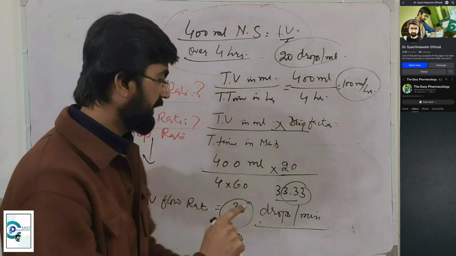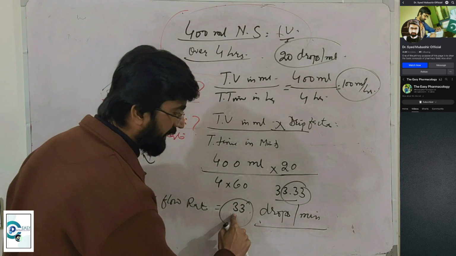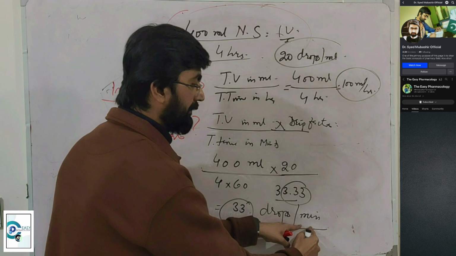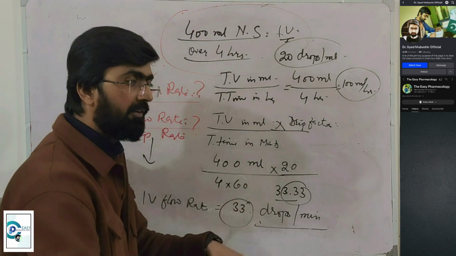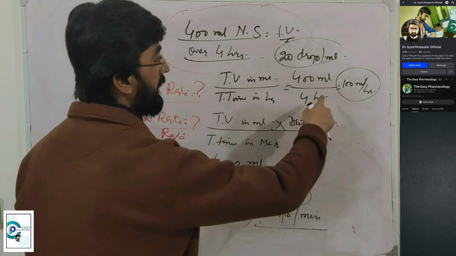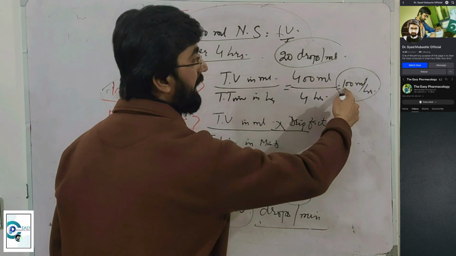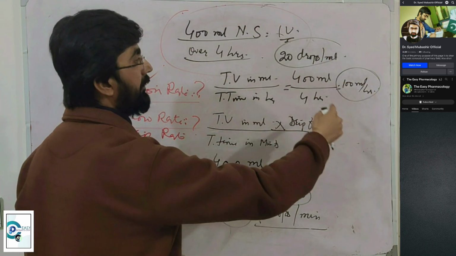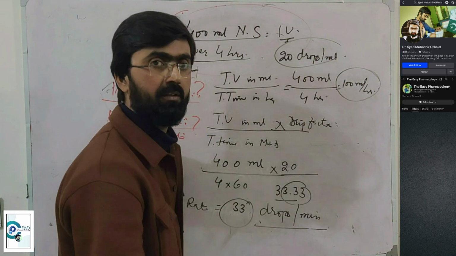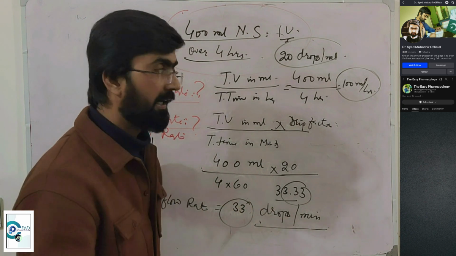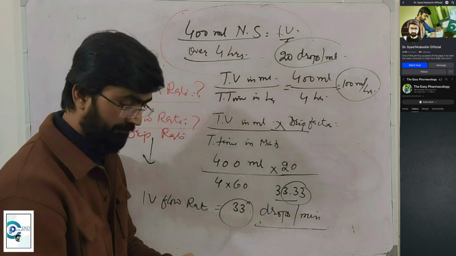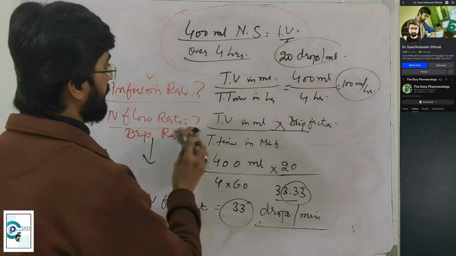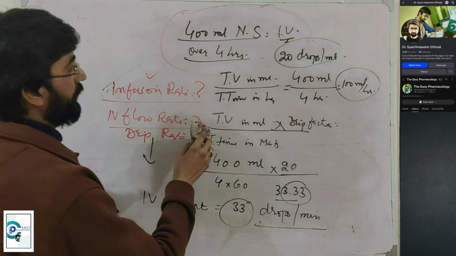So if you set this quantity of drops to fall into the IV chamber in each minute, in this way what will happen? There will be the delivery of 100 ml in 1 hour, okay, and ultimately there will be 400 ml in 4 hours. Okay, you can justify these both things. Let's justify these both things. Which things? Infusion rate and IV flow rate.